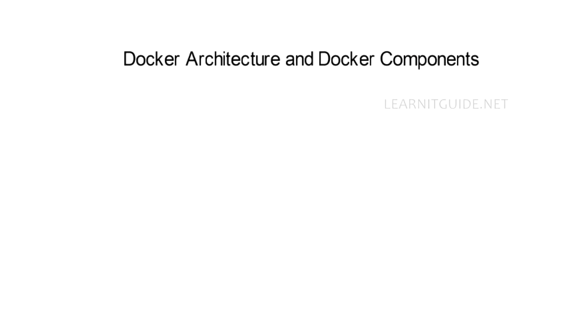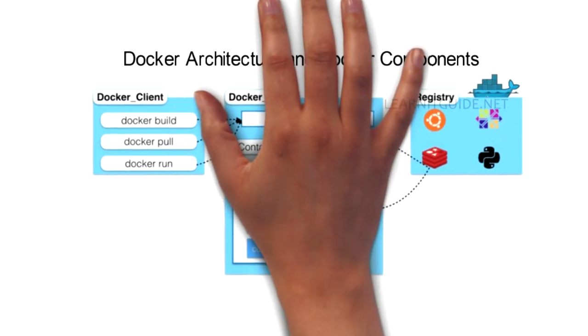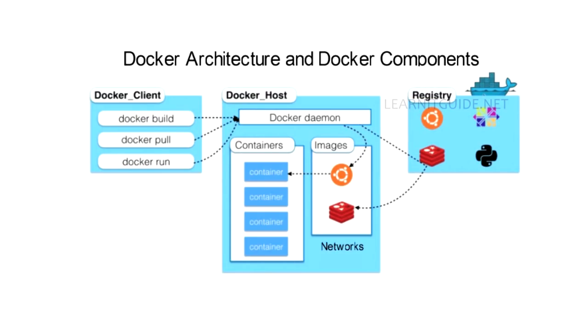Docker architecture and Docker components. Docker architecture depends on three main components, which are Docker client, Docker host, and Docker hub, which is the Docker registry. Also we have Docker images, Docker containers, Docker network, and Docker storage.